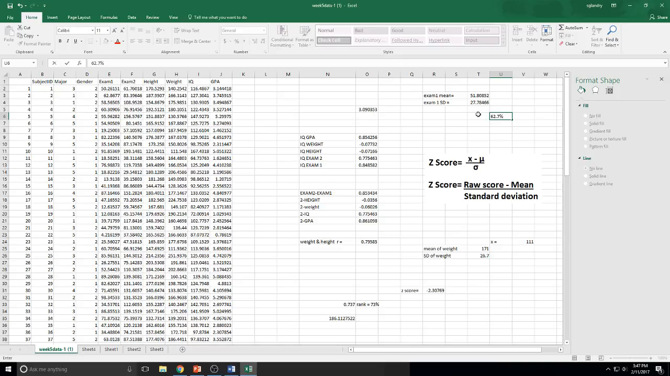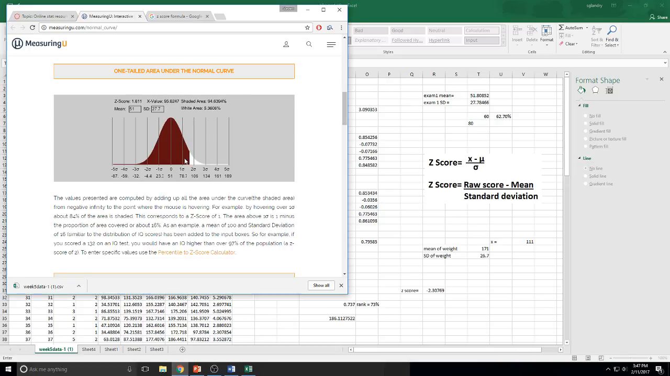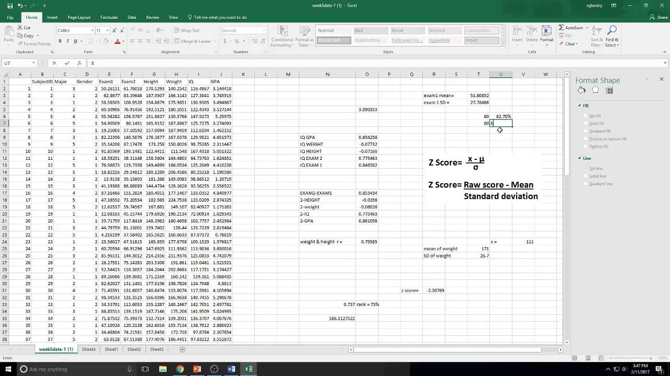62.7% for 60, and for an x value of 80, my x value is 80. Can't get any more. That's good enough. 85.8. 85.8.